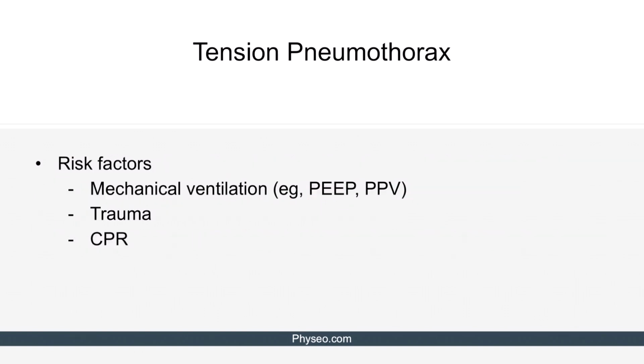Risk factors for tension pneumothorax include mechanical ventilation, such as PEEP and positive pressure ventilation. These are common mechanisms that can cause tension pneumothorax and should be kept in mind when a patient is on mechanical ventilation and suddenly starts to decompensate. Other risk factors include trauma and CPR.